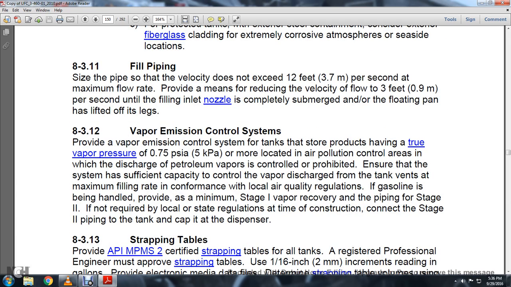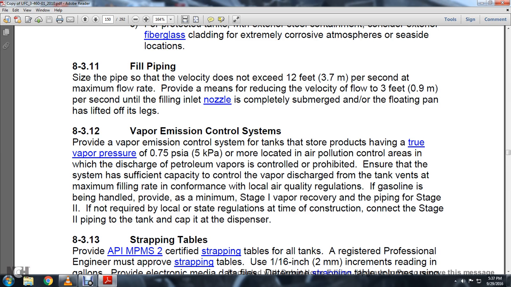8.3.12 Vapor emission control system: provide a vapor emission control system for tanks that store product having a true vapor pressure of 0.75 psi or more, located in air pollution control areas that prohibit discharge of petroleum vapors. Ensure that the system has sufficient capacity to control the vapor discharge from the tank's vents at the maximum filling rate, in conformance with local air quality regulations.